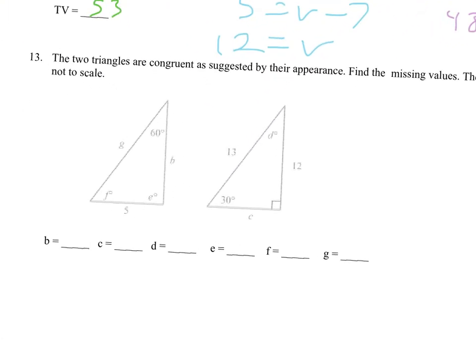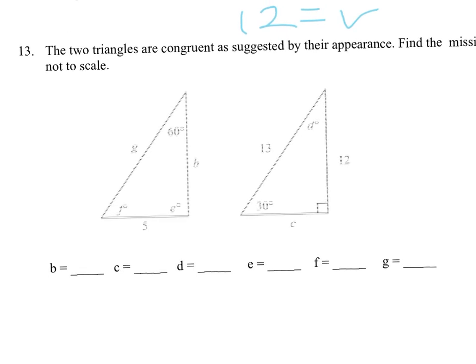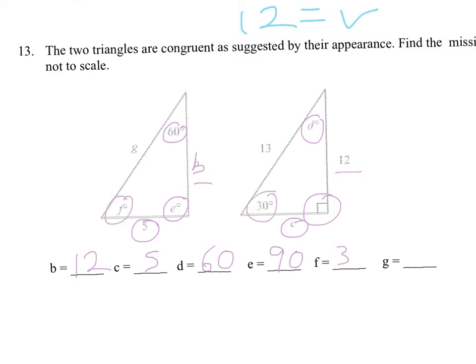Okay, here I thought we had a fairly easy one, because looking at B right here, B is congruent to the other triangle, which is 12. Look at C. C is right here. It's congruent to 5. D, this angle is congruent to this angle, which would make it 60. E is congruent to this perpendicular or right angle, which is 90. F is congruent to this angle, which is 30. And then G is congruent to 13.